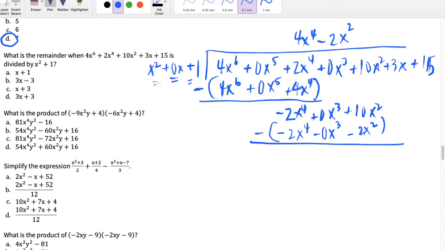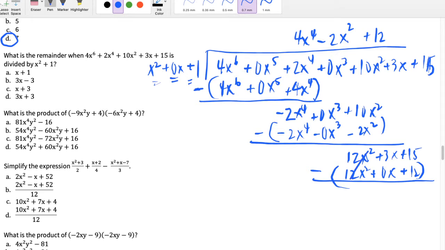Cancel, cancel, may matitira ka dito, magiging positive kasi negative, negative. So, 12x squared. Baba natin silang lahat, plus 3x plus 15. Okay. 12x squared divided by x squared, that's equal to plus 12. Okay. Multiply natin to. We will get 12x squared plus 0x plus 12. Minus, okay, cancel. 3x minus 0, that's equal to 3x. 15 minus 12, that's equal to 3. So, our answer here would be letter D.